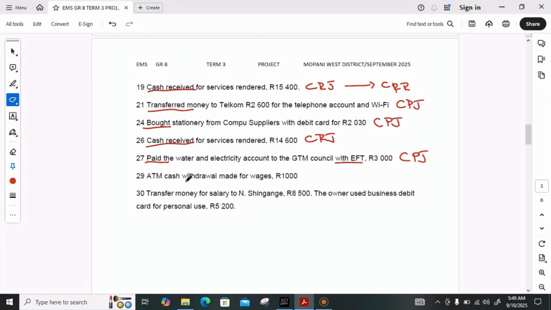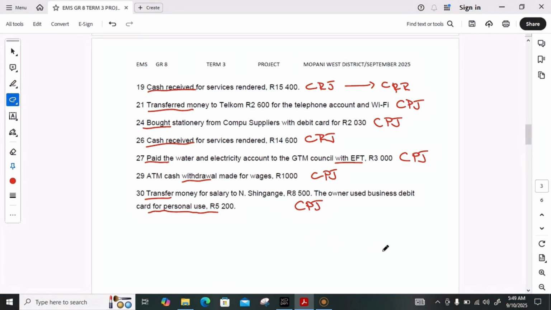ATM cash withdrawal for wages, CPJ. Transfer money for salary to N Shingange, 8,500. The owner used the business debit card for personal use. So again, here we are having CPJ.